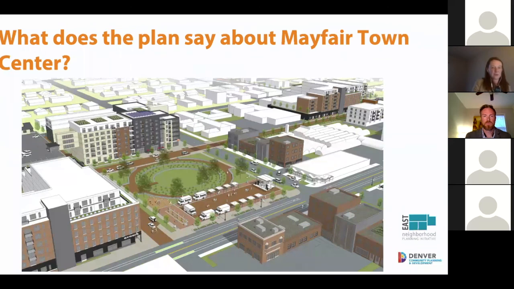So on that point, I wanted to touch base on what the plan does say about Mayfair Town Center, because we have received that question. So as you just heard, we believe that Mayfair Town Center presents a real opportunity to truly serve as a community gathering space, to really be that center. And the plan recommends a number of recommendations for this area, which are highlighted in this rendering here.